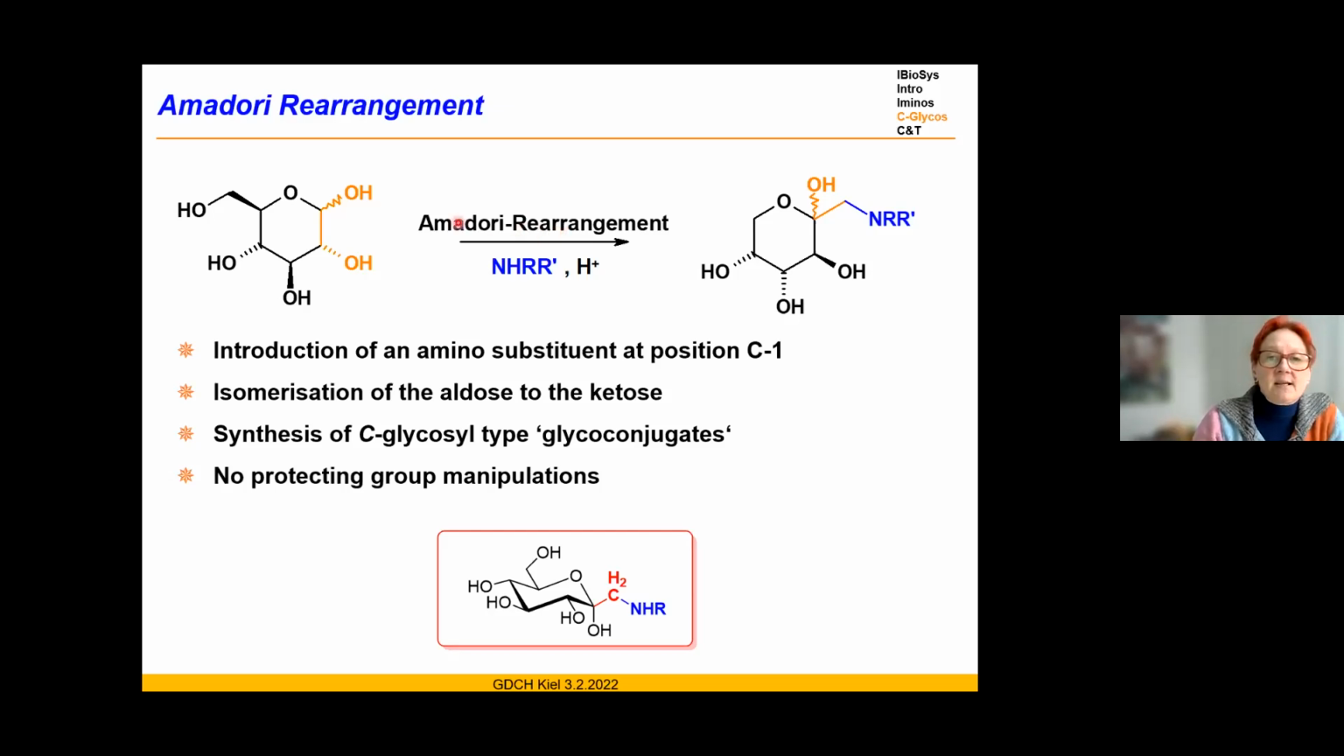And what happens here is the reaction of an amine under acidic conditions with an aldose. In one reaction, an introduction of the amino substituent at the position C1 takes place. And under acidic conditions, the isomerization from the aldose to the ketose takes place. All together in one reaction without the need for protecting group manipulation. So this is really cool in carbohydrate chemistry. And we end up with these C-glycosyl-type conjugates.